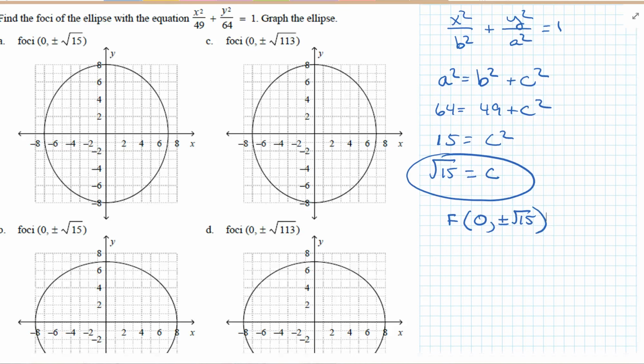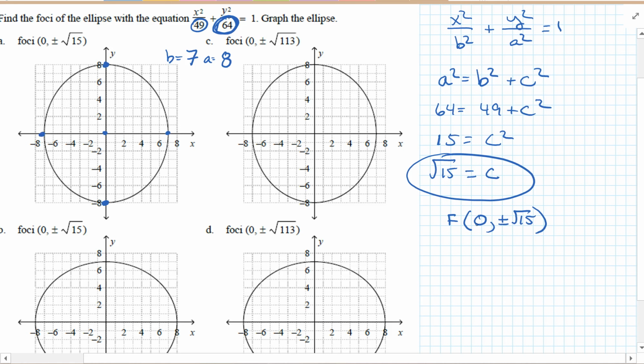Okay, we're not done yet. Let's go back to our a squared and b squared values. I'm going to circle that. So what is the square root of 64? That's 8. So that tells you the distance from the center to the vertices on the y-axis. So it should be plus and minus 8. This 49, what's the square root of 49? It's 7. So our a value is 8. Our b value is 7. That tells us our distance from the center to the co-vertices.